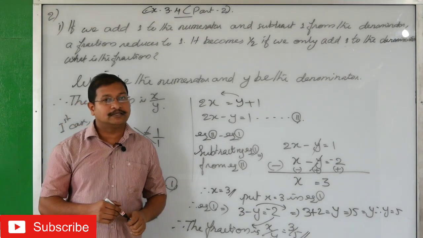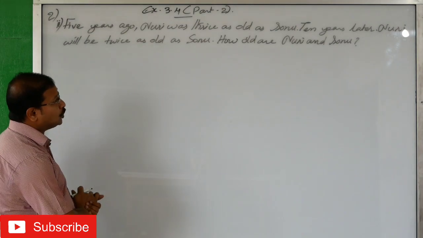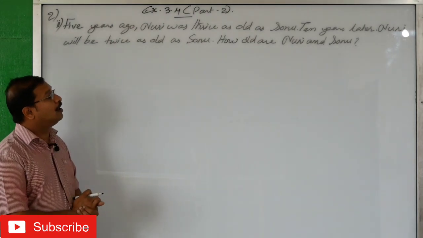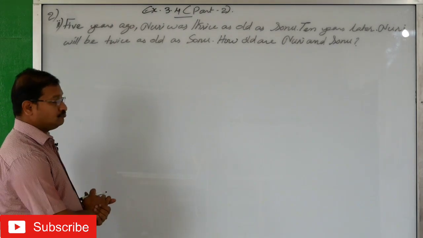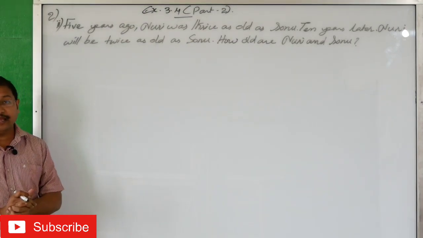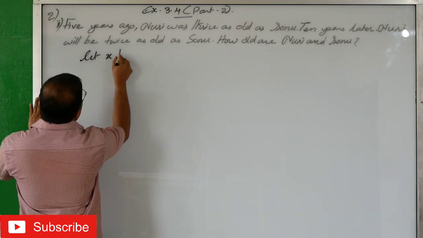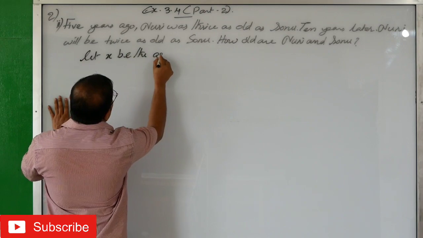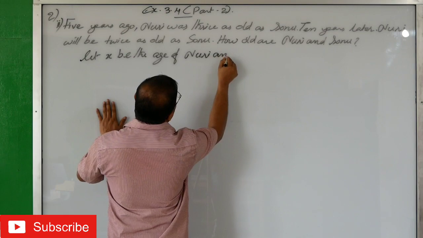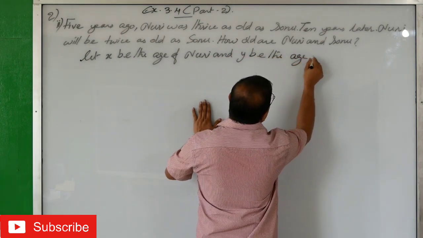Okay, let's go to the second question. 5 years ago, Nuri was twice as old as Sonu. 10 years later, Nuri will be twice as old as Sonu. How old are Nuri and Sonu? See, this time we want to find out 2 persons' ages. One is Nuri and the other one is Sonu. Ready? So we'll write, let x be the age of Nuri and y be the age of Sonu.